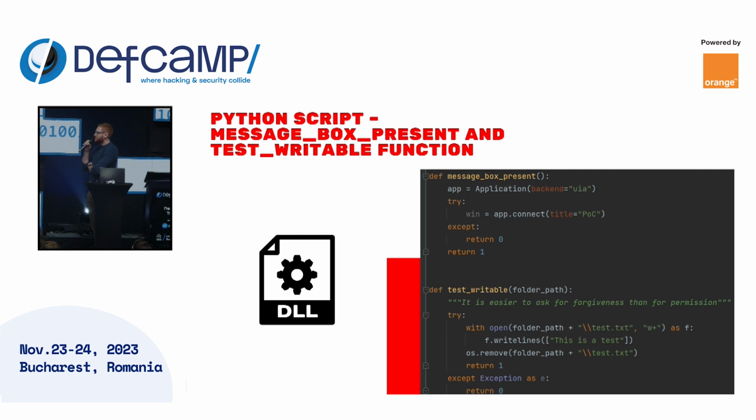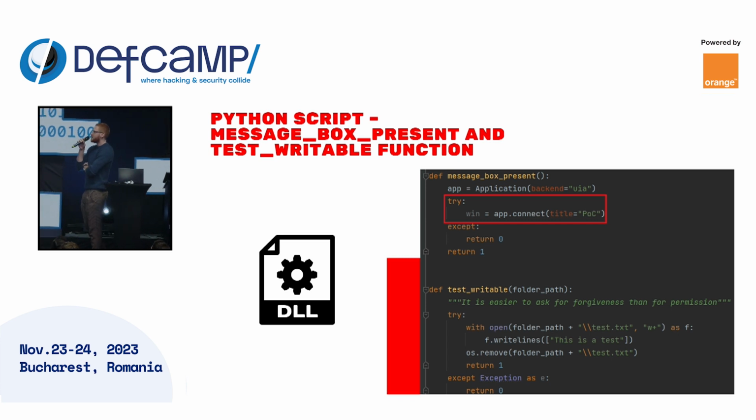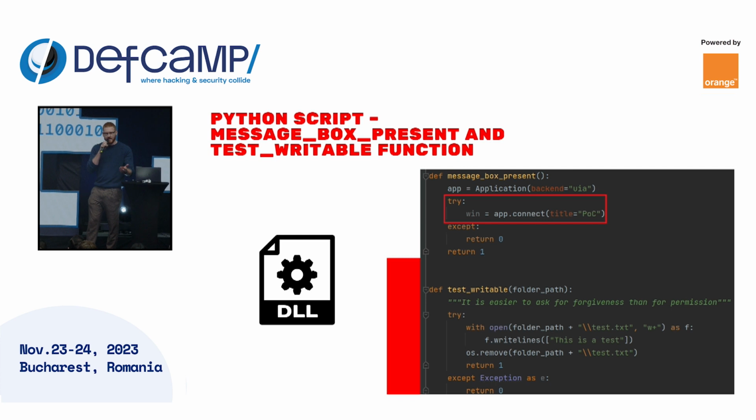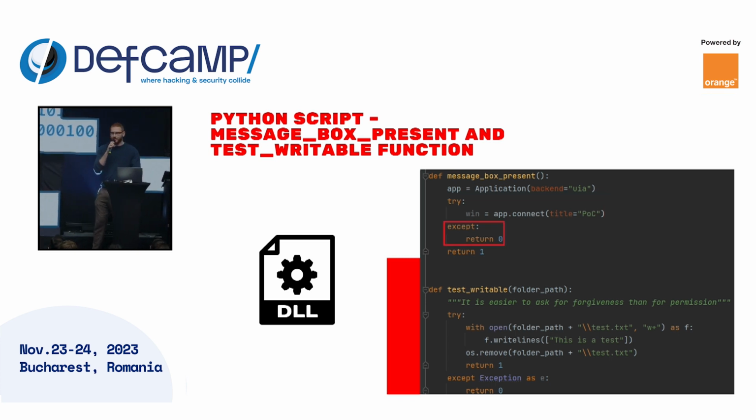Here we've got a couple of functions. The message box present one, we attempt to connect to a window with POC as a title. You may remember that the proof of concept DLL that we showed earlier displayed the message box with POC as the title. So if we're unable to find this sort of window, it means that a message box was not produced. Otherwise, it means the message box was produced and we can return 1.